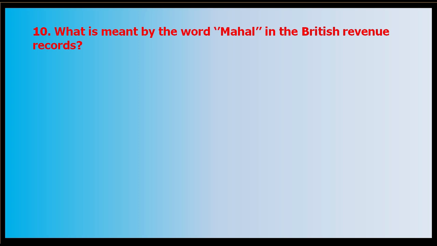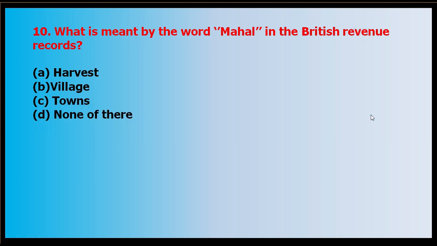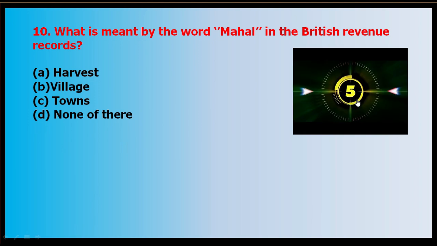What is meant by the word Mahal in the British revenue records? What is the meaning of Mahal? So your options are, number 1 is harvest. Option number 2 is village. Option number 3 is towns. And option number 4 is none of these. And your time starts now.